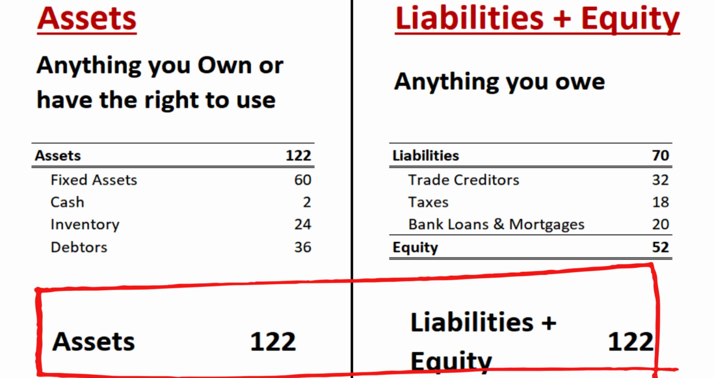And the name balance sheet comes from the fact that this must balance. So assets always must equal liabilities and equity. So you can see that here these two numbers are the same. And if these two numbers aren't the same, the balance sheet just simply isn't accurate. There is no way that these numbers cannot be equal.